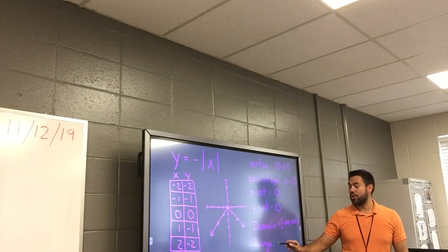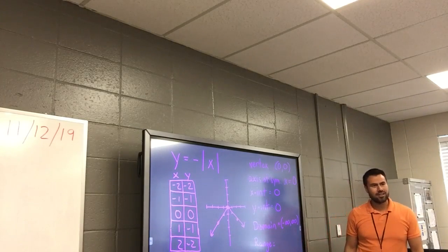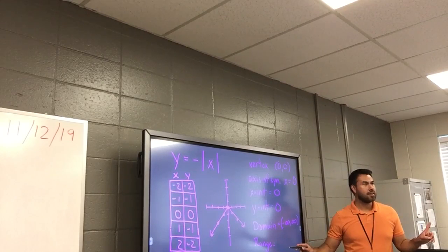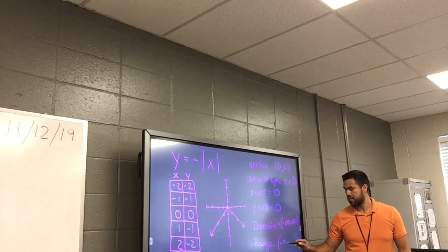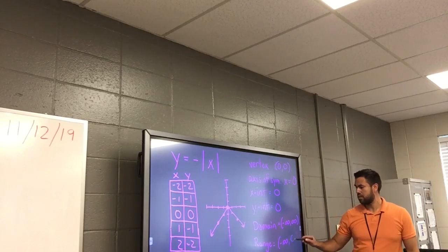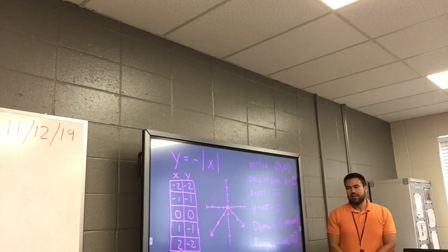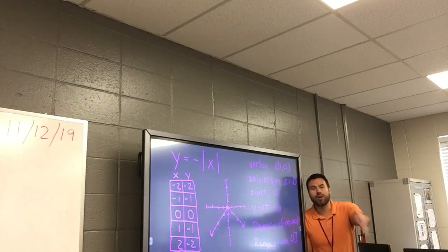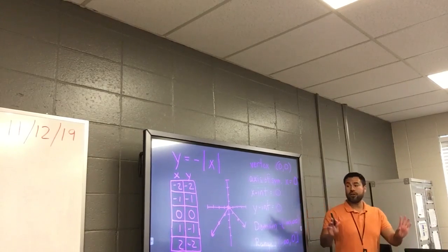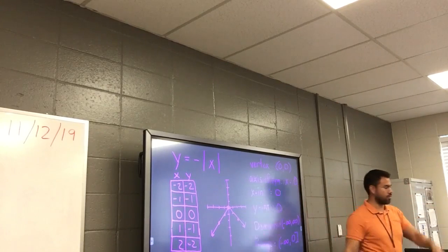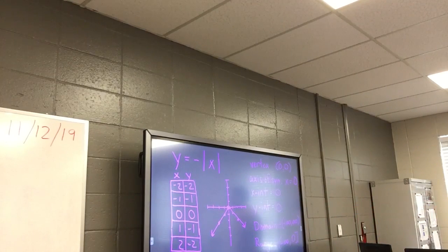And then your range. Parentheses, negative infinity, 0, bracket. Yeah. These are the only answers you get from this graph. No, we're going to get more complicated. So far, we've dealt with two graphs, and then we're going to get more.